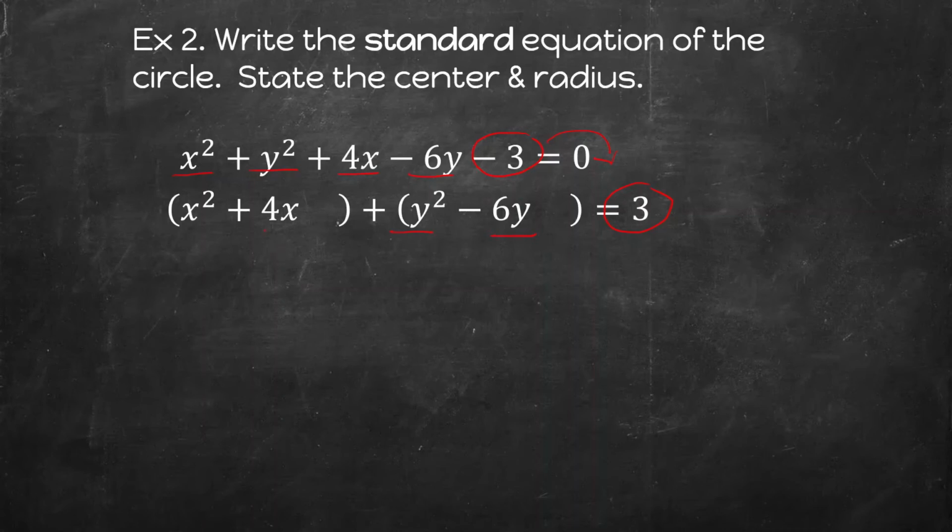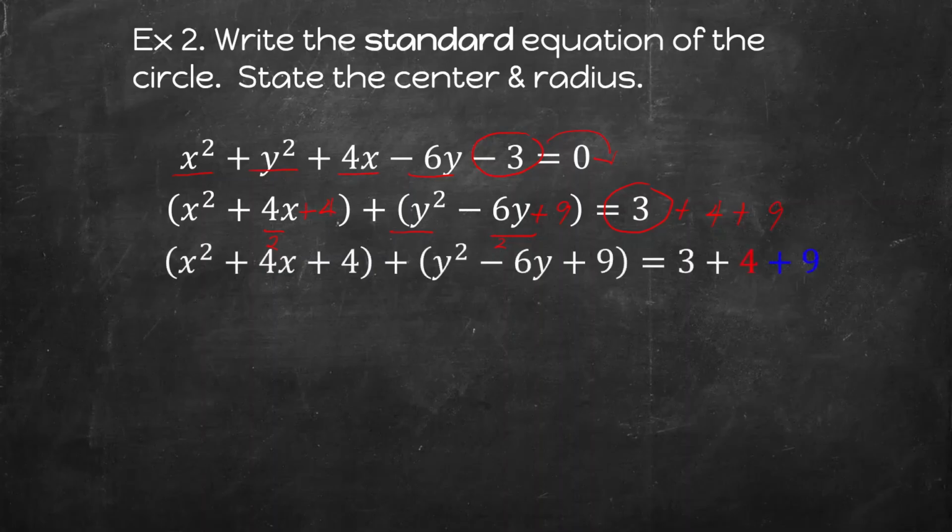So, anong gagawin natin? Divide natin to sa 2. 4 divided by 2 is 2. 2 times 2 is 4. So, plus 4. So, mag-add ka din dito ng 4. Kung ano ginawa mo sa left, gagawin mo sa right. Si negative 6, divide mo sa 2, 3. 3 times 3 is 9, positive 9. Kung ano in-add mo dito sa left, i-add mo din dito sa right. Ayan. So, that will give us this. Ayan, okay. So, x squared plus 4x plus 4 plus y squared minus 6y plus 9 equals 3 plus 4 plus 9. Next, i-factor out natin yan.